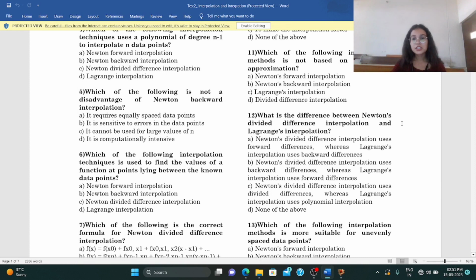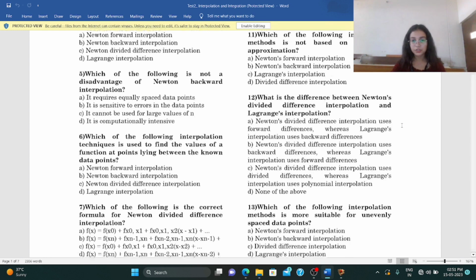Question 12. What is the difference between Newton's divided difference interpolation and Lagrange interpolation? Option A. Newton's divided difference interpolation uses forward difference, whereas Lagrange interpolation uses backward difference. B. Newton's divided difference interpolation uses backward difference, whereas Lagrange's interpolation uses forward difference. C. Newton's divided difference interpolation uses divided difference, whereas Lagrange interpolation uses polynomial interpolation. D. None of the above. And the answer is C. Newton's divided difference interpolation uses divided difference, whereas Lagrange interpolation uses polynomial interpolation.